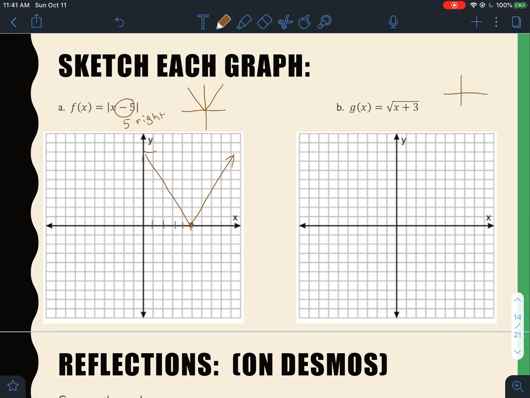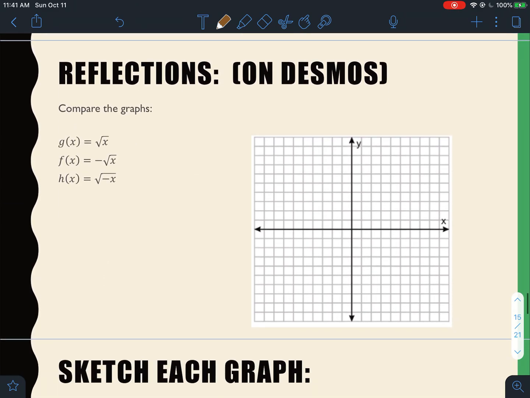The square root parent function looks like half of a sideways parabola. And then since it's x plus 3 underneath the square root, that's going to move it 3 to the left. So 1, 2, 3, and then it's going to be the sideways parabola 3 to the left.